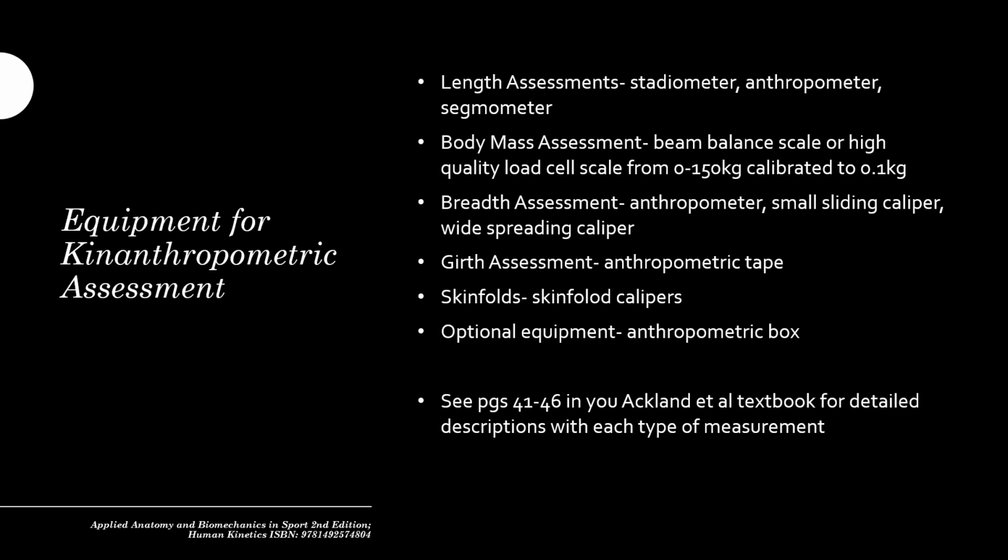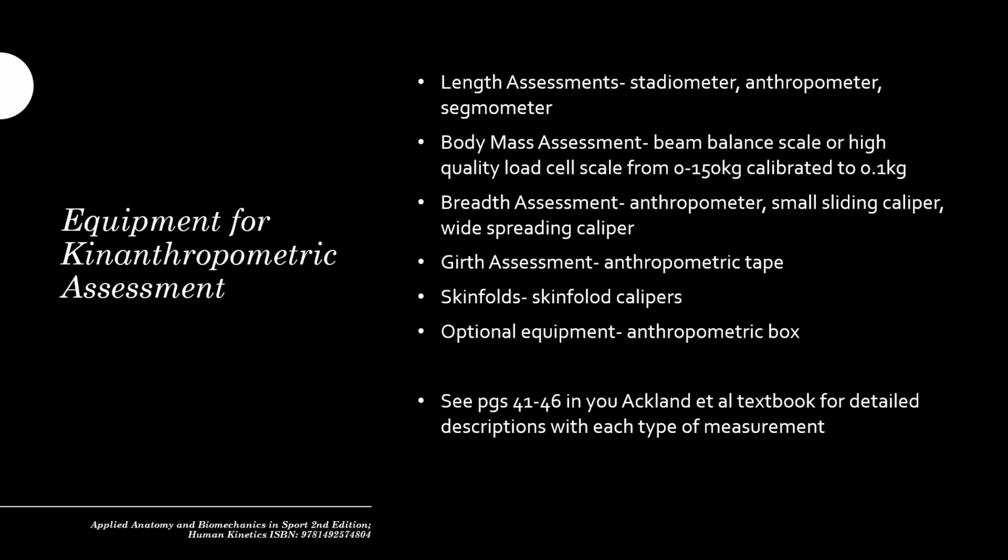All right. This leads us to our final thing: what equipment do I need for this? An anthropometric assessment is really cheap, so people tend to do it quite frequently. To get your length assessments, you need a stadiometer, anthropometer, segmometer, or a measuring tape. It's pretty easy to get a length assessment. You're measuring from one anatomical landmark to the other.